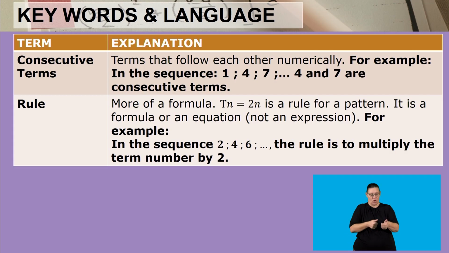And then we have a rule, which is more of a formula. So Tn is equal to 2n is a rule for a pattern. It is a formula or an equation, not an expression. For example, in the sequence 2, 4, 6, the rule is to multiply the term number by 2. So that is our rule there.